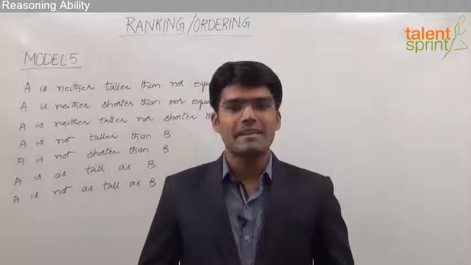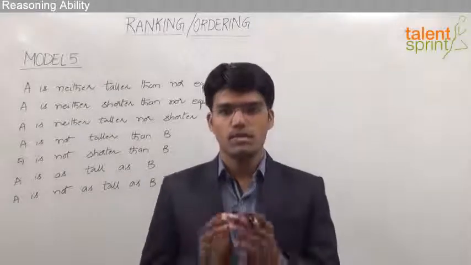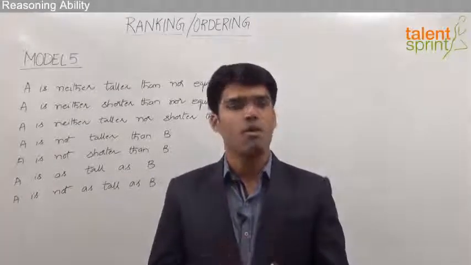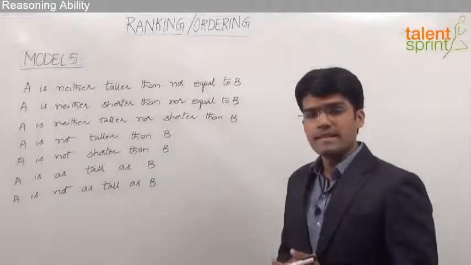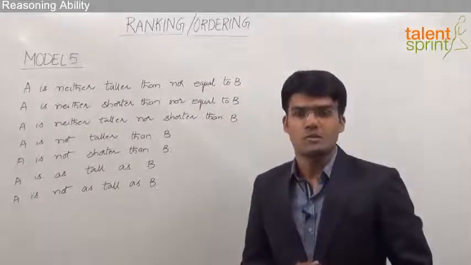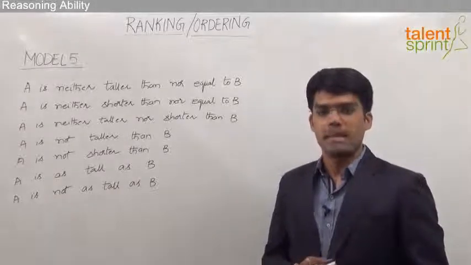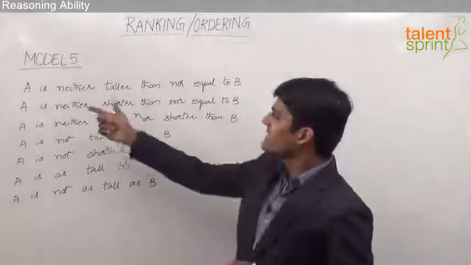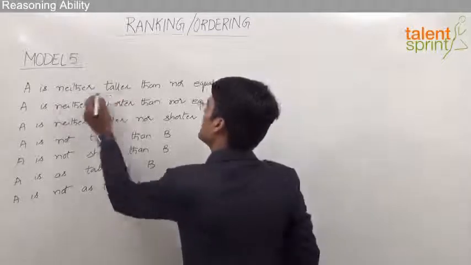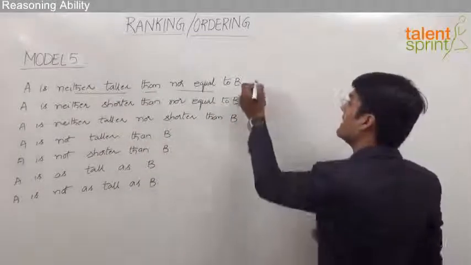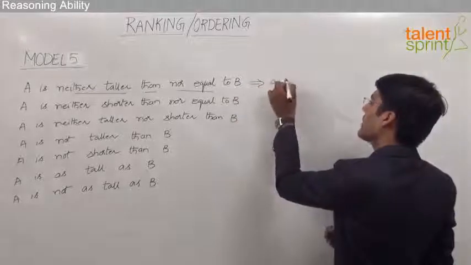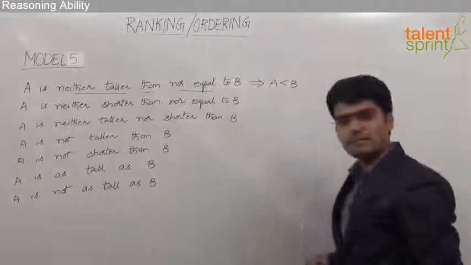Let us now understand the various types of inequalities which are required to solve questions from ordering. For example, let us assume that we are comparing the heights of two persons A and B, and the statement says A is neither taller than nor equal to B. So we can understand that A is shorter than B, or A is less than B.